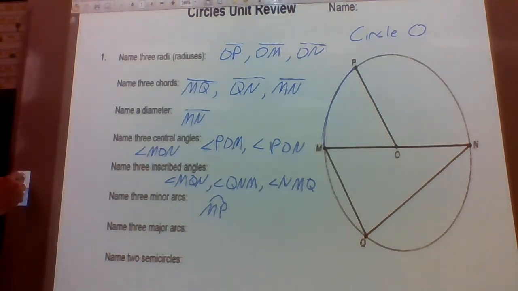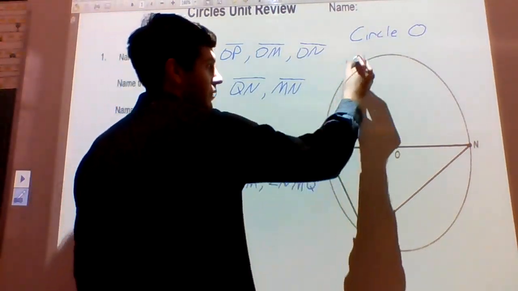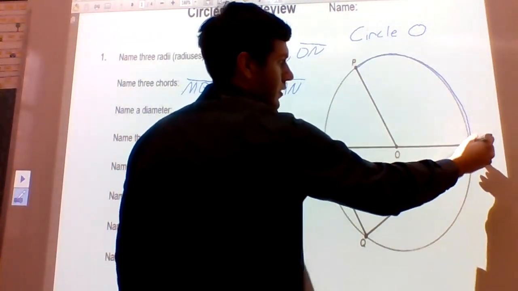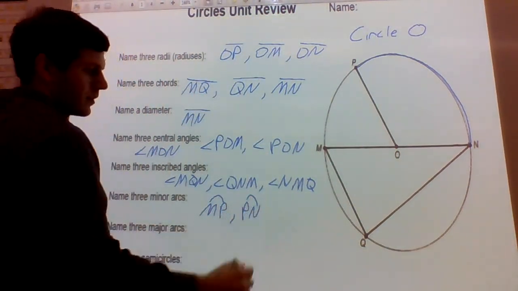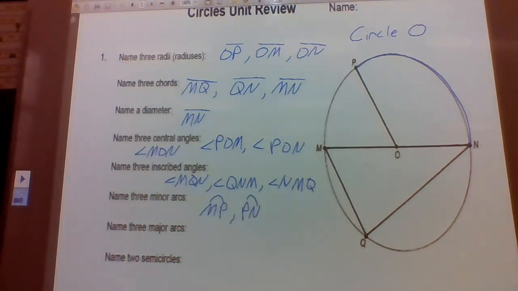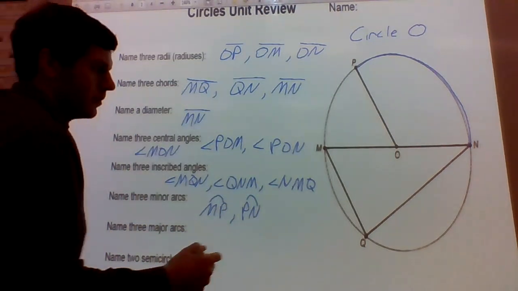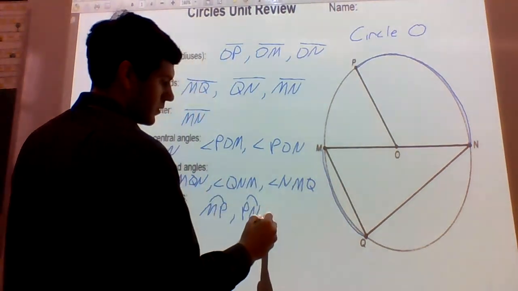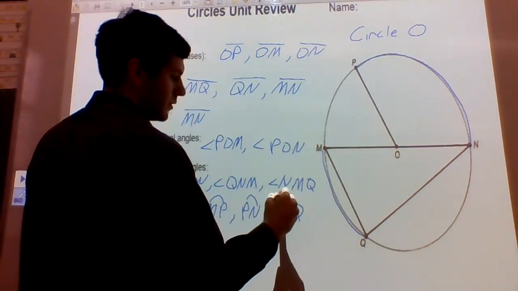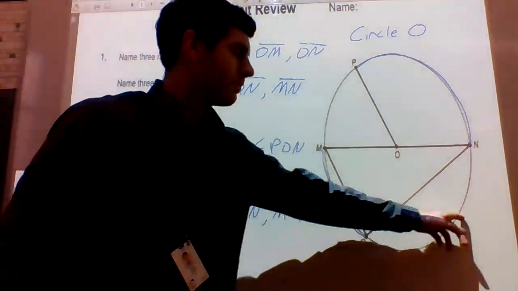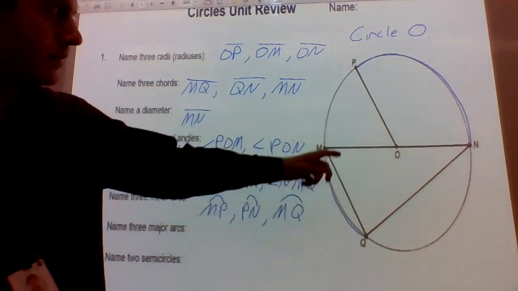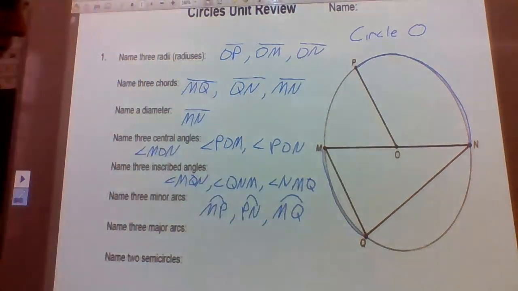Another minor arc we could have would be PN. So P to N is a minor arc. It's a part of the circle, but it's less than half. We could also do MQ. Other ones would be QM and PQ. So there's 5 minor arcs on here.